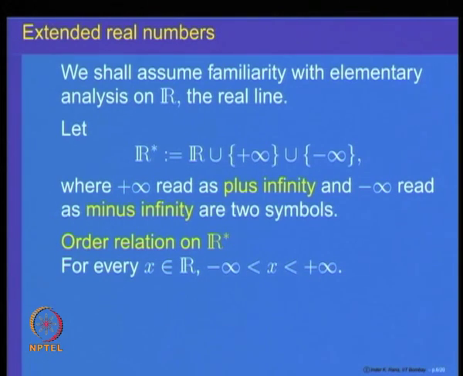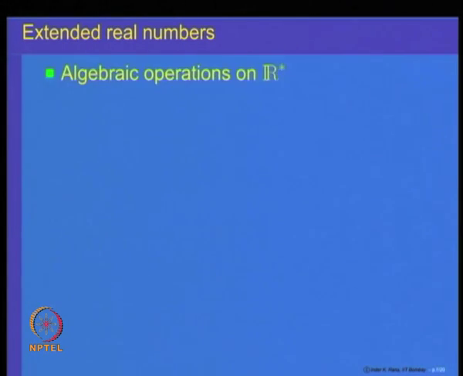So, this is how the new symbols plus infinity and minus infinity behave with respect to the order structure. Minus infinity in R star is the smallest element and plus infinity is the largest element in R star as far as the order is concerned. For real numbers, the same original order stays. Next, let us look at the algebraic operations on R star.